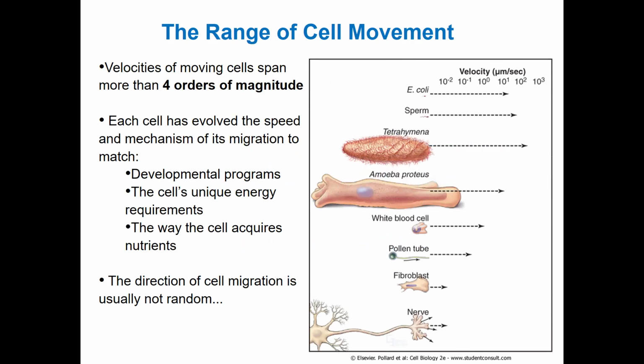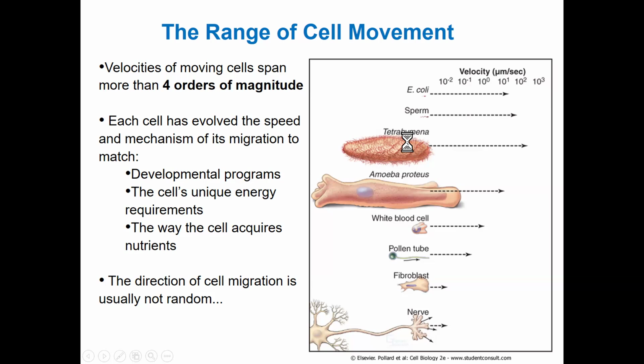Here is the range of cell movement. Here you can see the velocity of moving cells spans more than 4 orders of magnitude. For example, in the case of Escherichia coli bacteria and sperm cells, sperm cell motility is very critical for fertilization. If there is no motility in the sperm cell, then there is no chance of fertilization. And if we compare E. coli and sperm cell, then we can see a little bit speedier sperm motility.